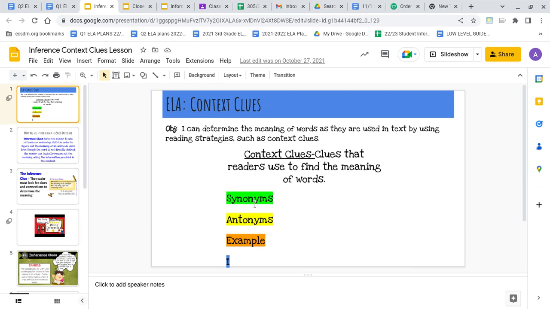So you can use synonyms. Synonyms are words inside the sentence that mean the same. Sometimes they'll give you antonyms. Those are words that are opposite. And sometimes they'll give you an example. Today we're just going to focus on inferencing.